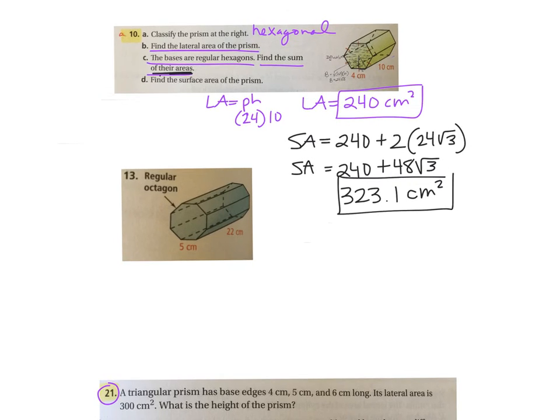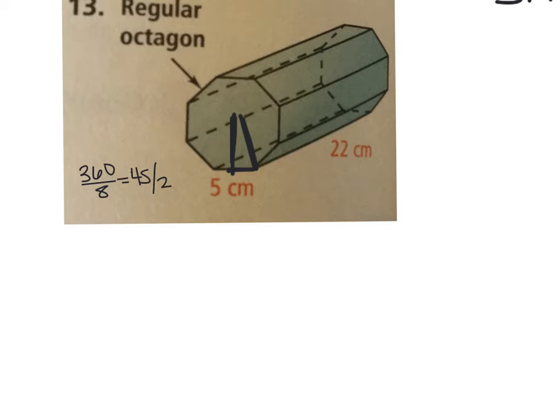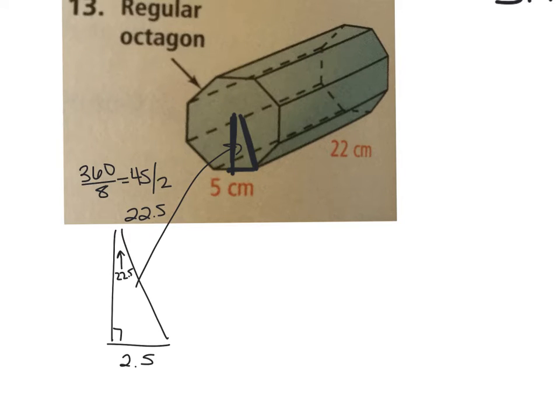This one is, again, number 13, the same idea. So you're going to draw in your apothem. For this one, you would have to use trig because it's not going to work out to a 30, 60, 90. So if you go 360 divided by 8, I think that's 45. Yeah, 45, and then cut that in half is 22.5. So you're looking at this triangle, where this would be 2.5, and this would be 22.5 for the angle, and then you would have to solve for your apothem with trig.